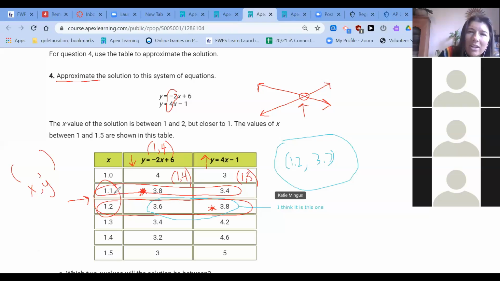Cool, about 3.7. Okay, can we identify a decimal value here for X that would be between 1.1 and 1.2? And then a Y value that would be between 3.8 and 3.6. Oh, good. I like that. You've got 3.7. Cool. So about there.